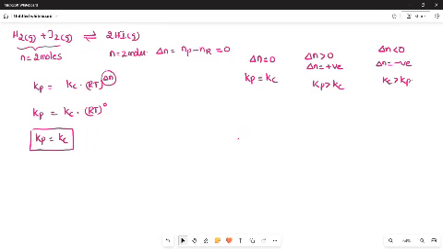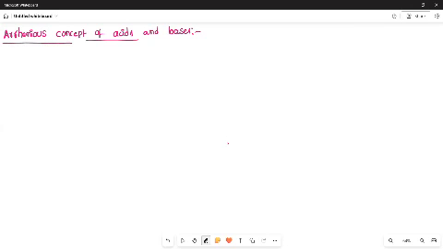The continuation for this one is the Arrhenius concept of acids and bases. Arrhenius is the scientist who made the distinction between acids and bases.